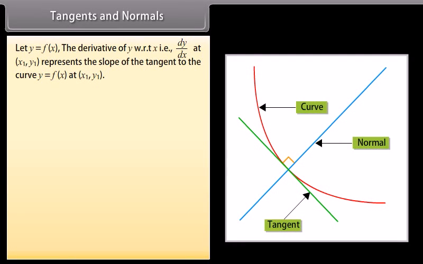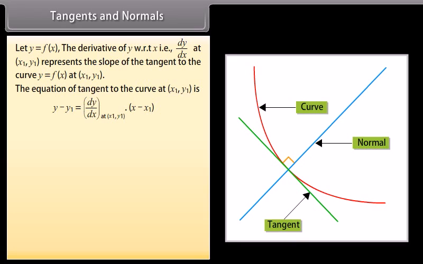Tangents and normals. Let y is equal to f of x. The derivative of y with respect to x, that is, dy by dx at x1, y1, represents the slope of the tangent to the curve y, which equals f of x, at x1, y1. The equation of the tangent to the curve at x1, y1 is y minus y1 is equal to dy by dx at x1, y1 into x minus x1.